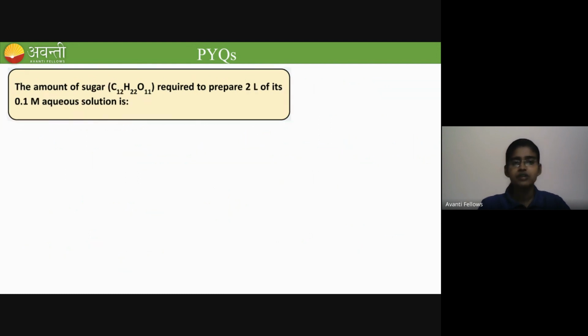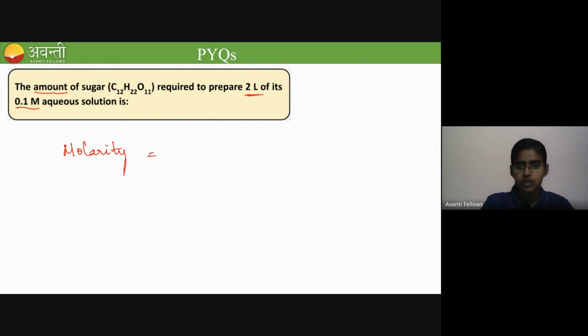The amount of sugar required to prepare 2 liters of its 0.1 molar aqueous solution is. So here you see the concentration is given in terms of capital M, which means it is molarity. This molarity and the volume are also given. We have to find out the amount. Amount means we have to find out the mass. So what is the formula which relates the molarity and number of moles?